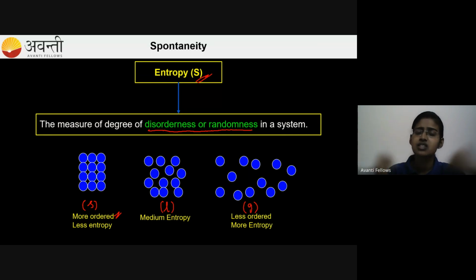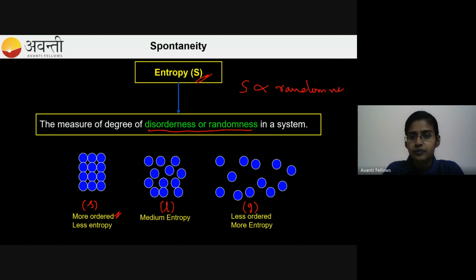If the disorderness is very less, then the entropy is also very less, because entropy is directly proportional to the randomness or disorderness, right? Randomness is very less, so entropy is also very less. That's why solid state systems have very less entropy. Coming to liquid, the arrangement of ions or atoms is a little bit random. They are neither more ordered nor less ordered, so they are in the medium. So the entropy is also in the medium, between the solid and the gas.